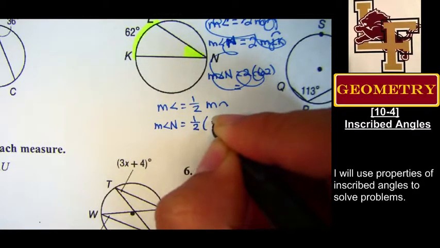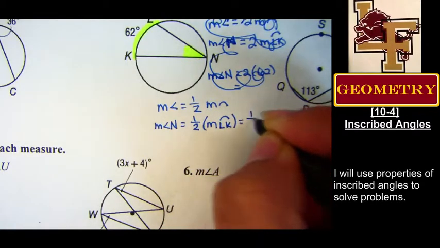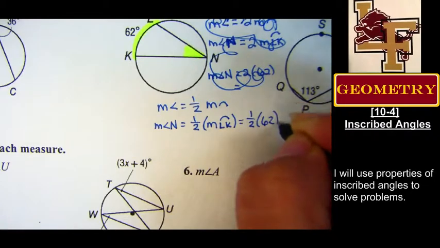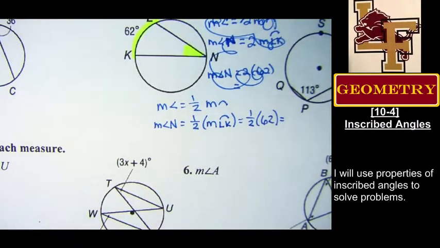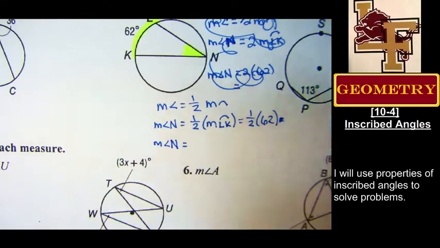equals 1/2 the measure of arc LK. The measure of arc LK you said was 62. And so 1/2 of 62 is, someone with a calculator do 62 divided by 2. Get a calculator. If you've got your phone still out, you can use your calculator app. 31.